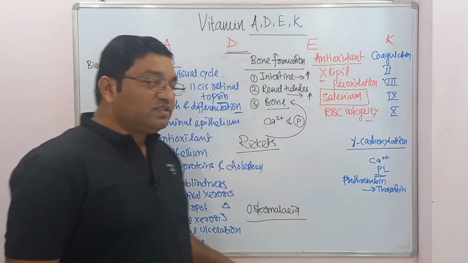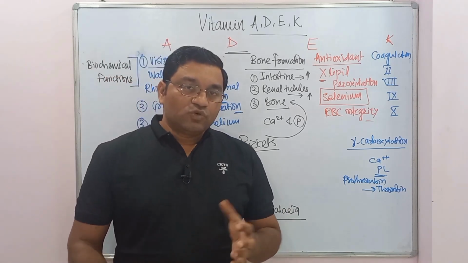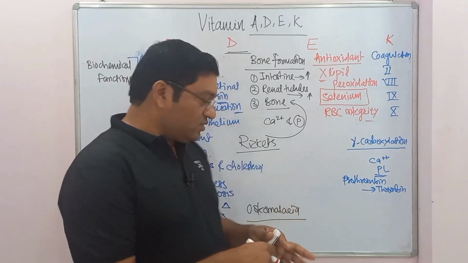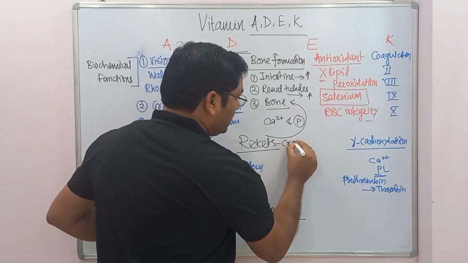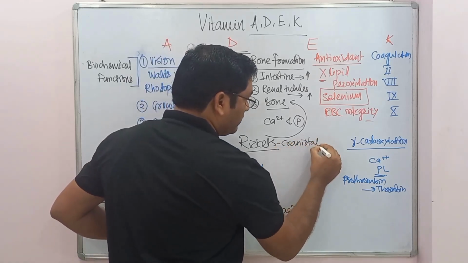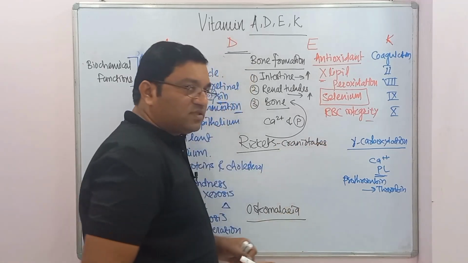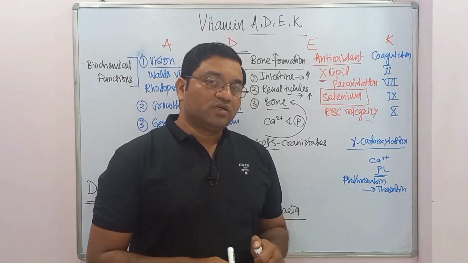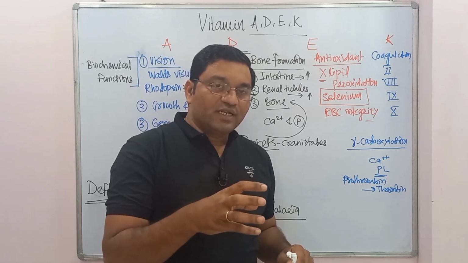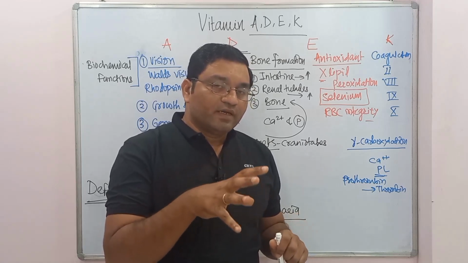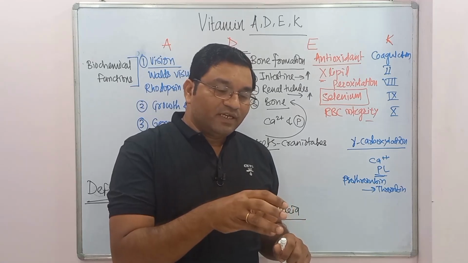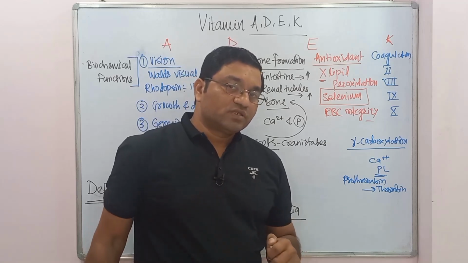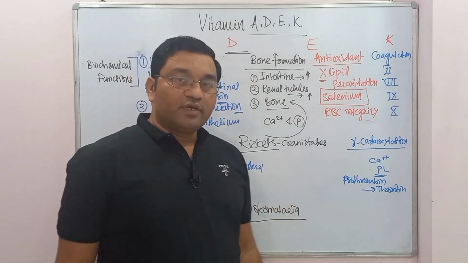Now what are the clinical features of rickets? Before 1 year of age, the symptoms are like craniotabes. What is the meaning of craniotabes? It means the ping pong ball like appearance of the skull. When you press the skull, it is like a ball: it will press in and when you release, it will spring back. So this is known as craniotabes.